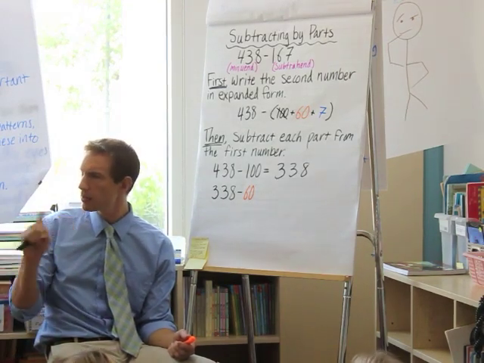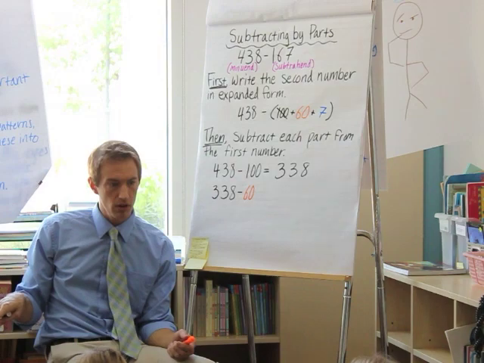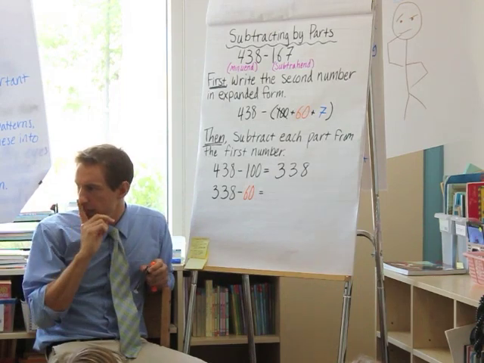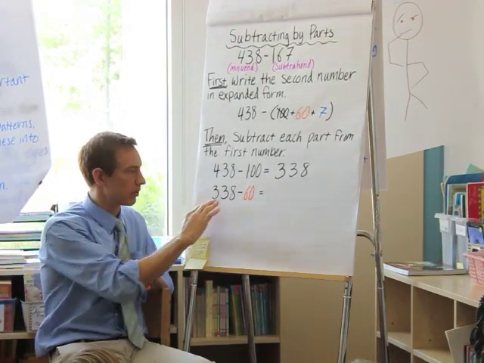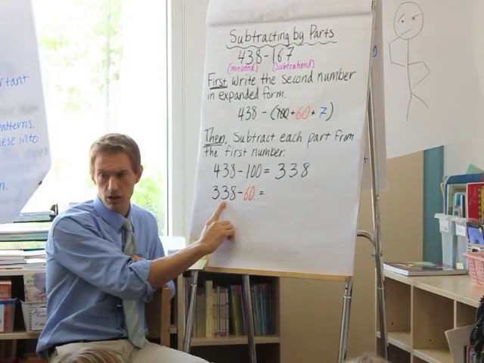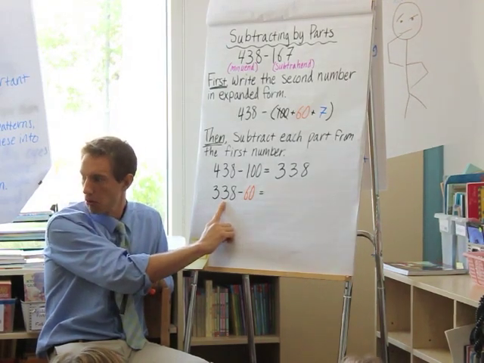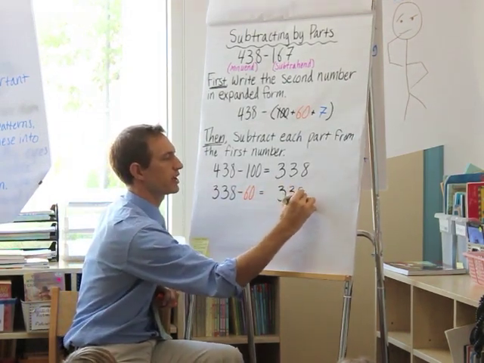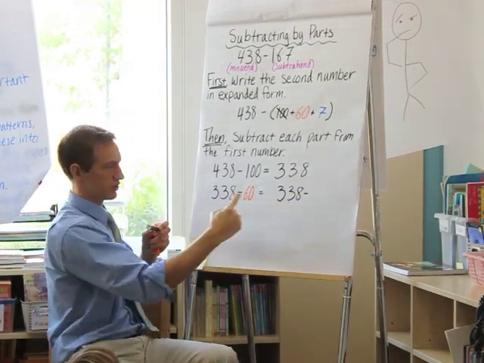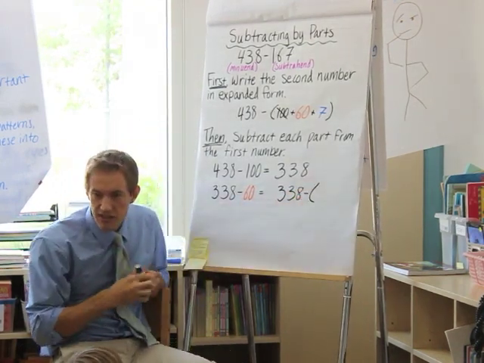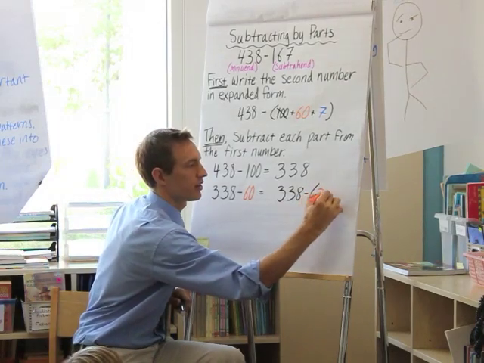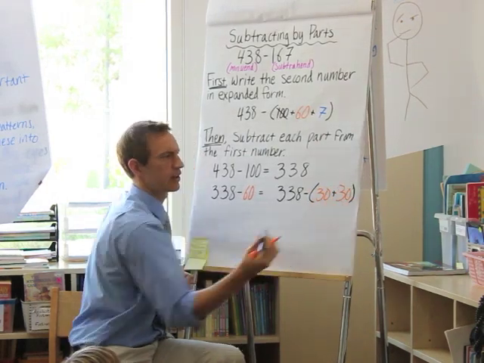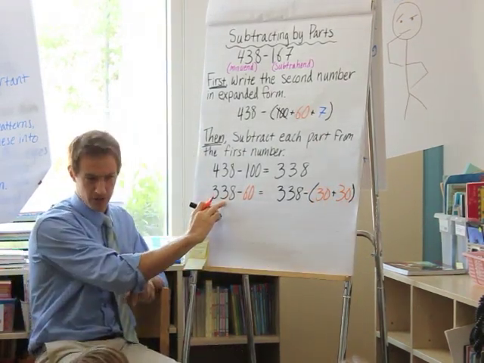Do you know what I'm going to do? I'm going to make it easier on myself. I'm going to break this up. I'm going to break it up into something easy for me to take away. I see 3 tens here. Why don't I take 3 tens away first? So, why don't I do this? 338 minus, well, 60 is the same as 30 plus 30.